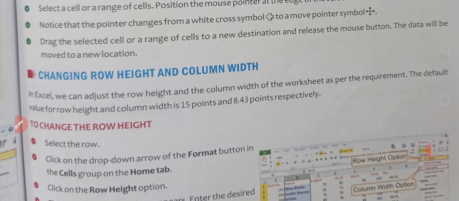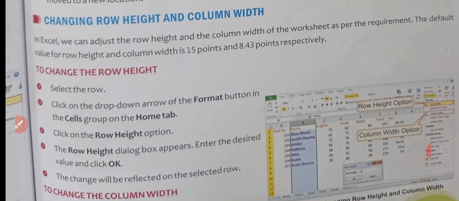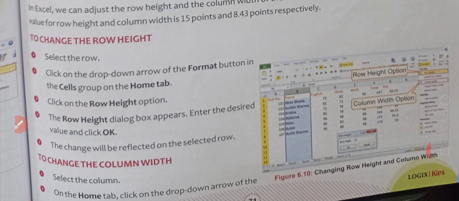Now children, to change the row height, we select the row and we click on the drop down arrow of the format button in the cell group of the home tab, and then we click on the row height option. The row height dialog box appears. Enter the desired value and click OK. The changes will be reflected on the selected row.